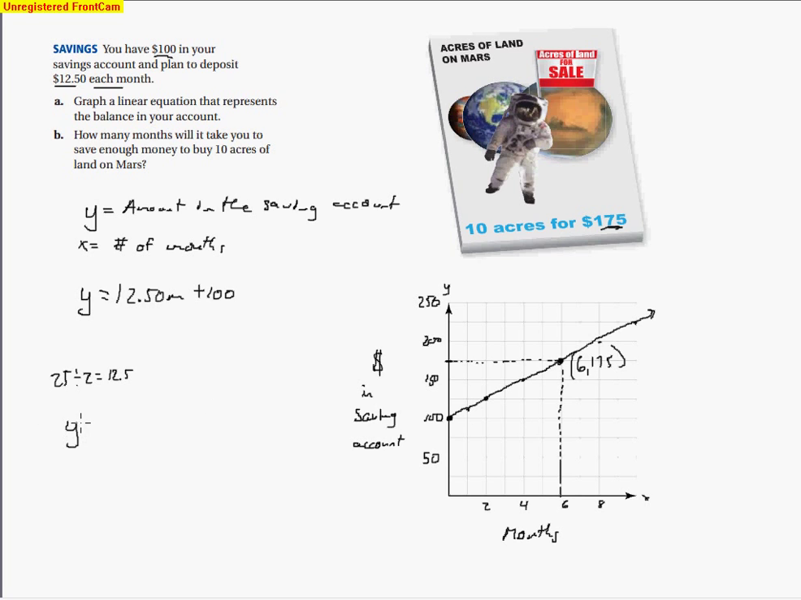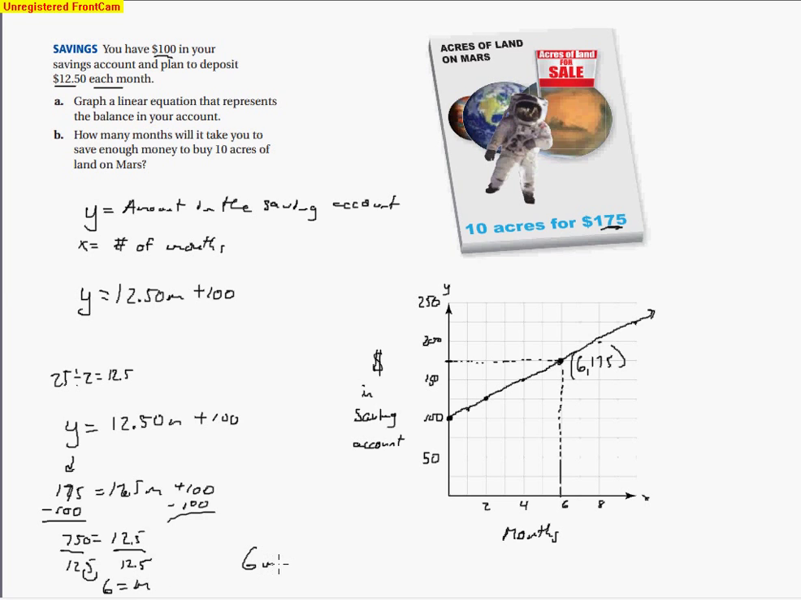The other way to do it is just take our equation, and in place of y, I'm going to put that $175. And then I go ahead and solve by doing some opposite operations. So I'll subtract that 100 from both sides. And that leaves me with 75 equals 12.5m. When I divide by 12.5, the decimal point moves over 1 space, add a 0, and that goes in 6 times. So 6 equals m. So 6 months was the answer in this case.